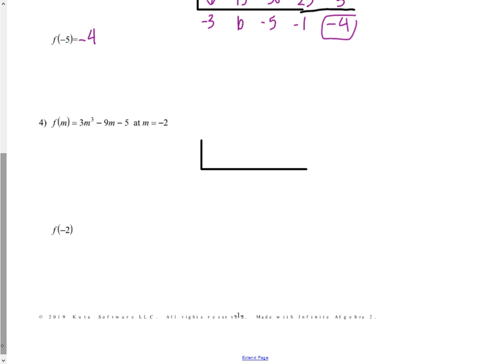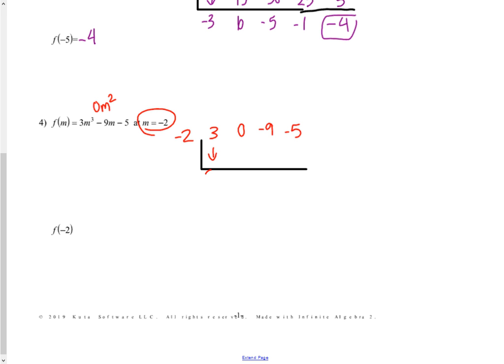Last but not least, on this front side, number 4. Number 4, we do need to be careful on. You're going to notice that there's no m squared, so we'll have to fill that in with a 0. So I have my coefficients 3, 0, -9, -5. My x value, or in this case my m value, is -2, so we put that on the outside.